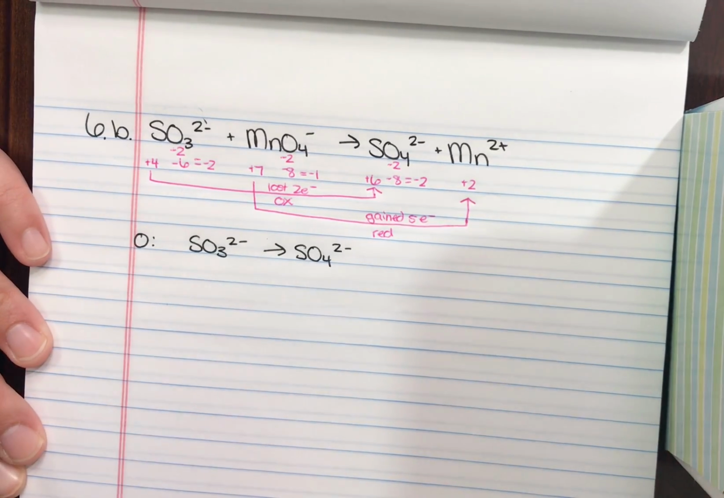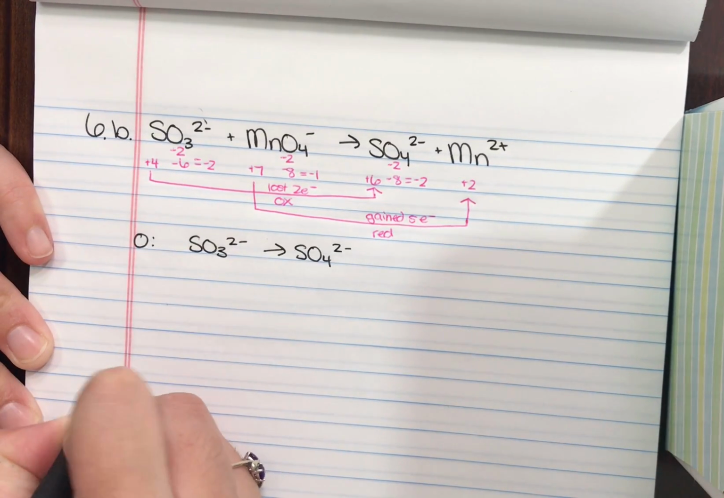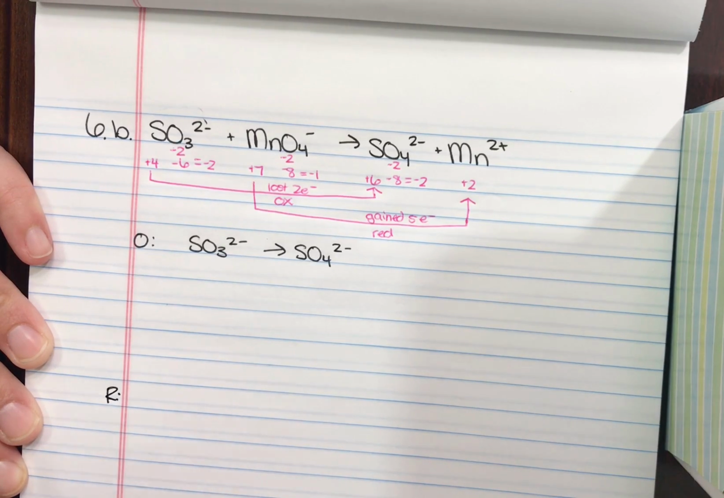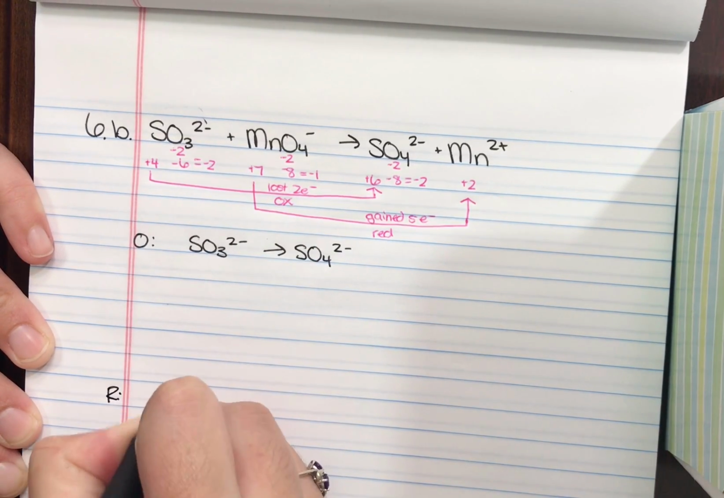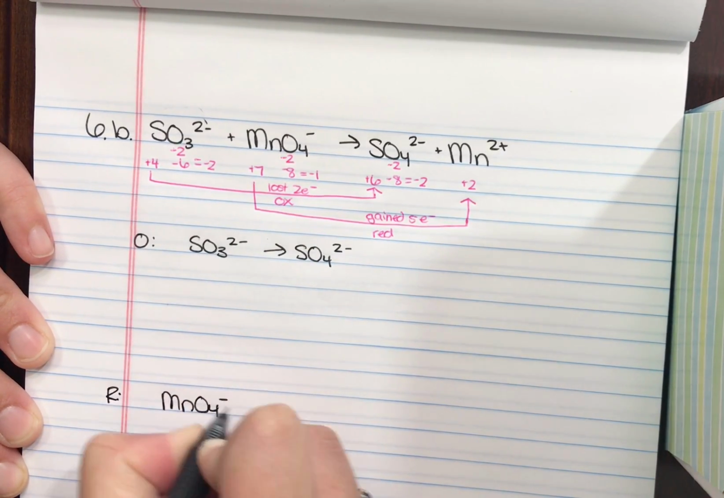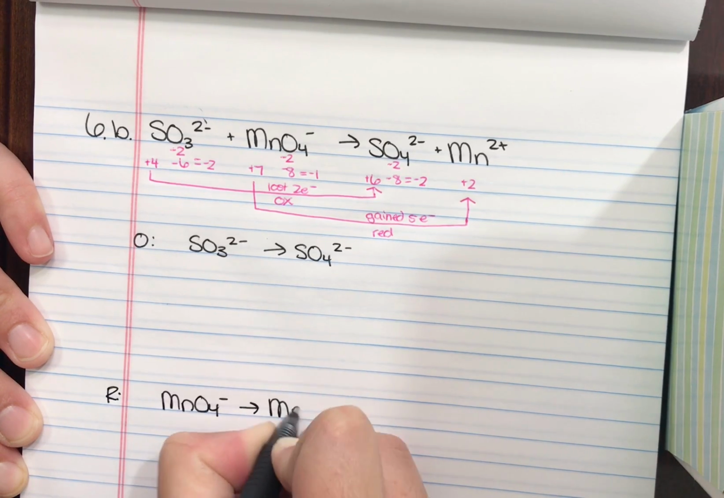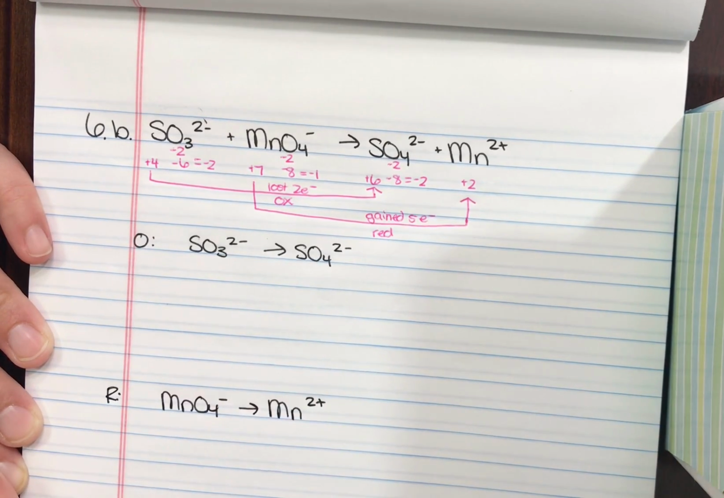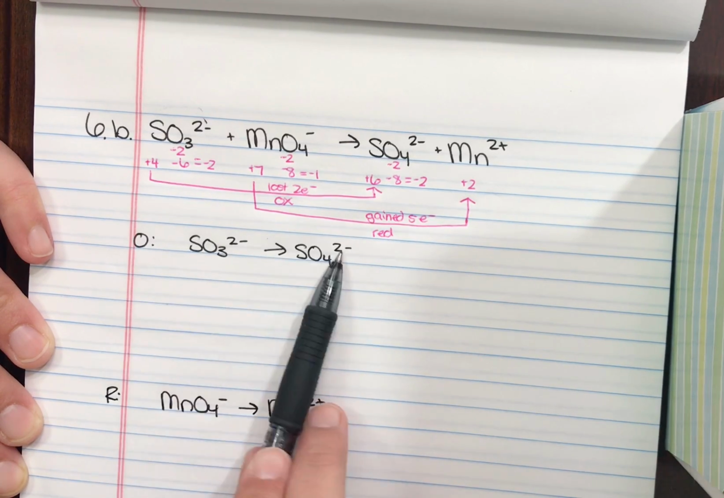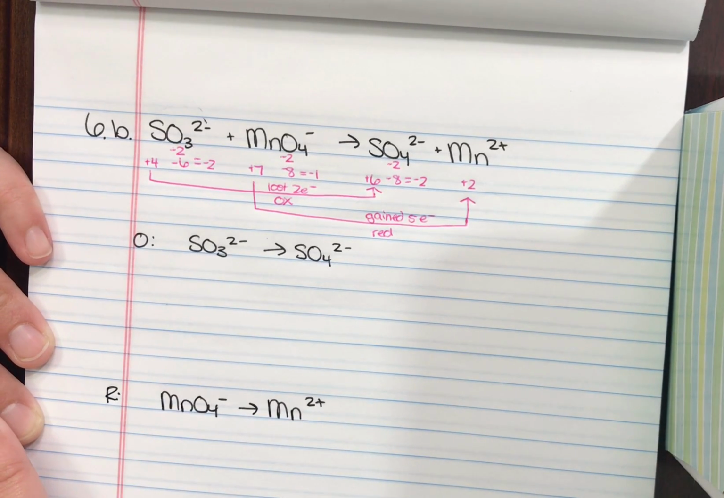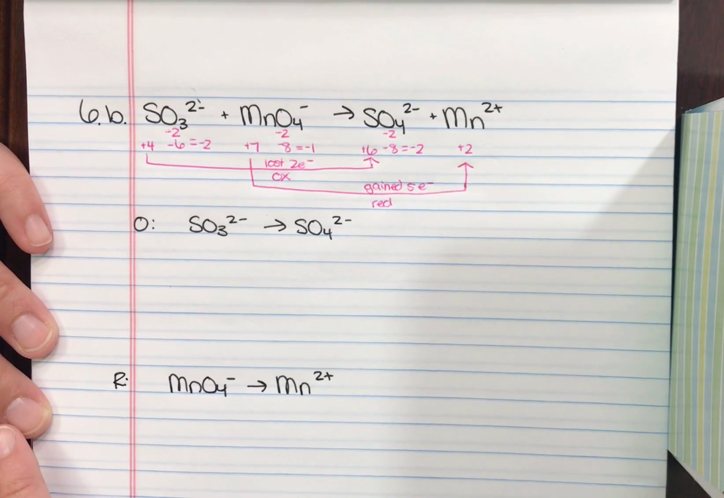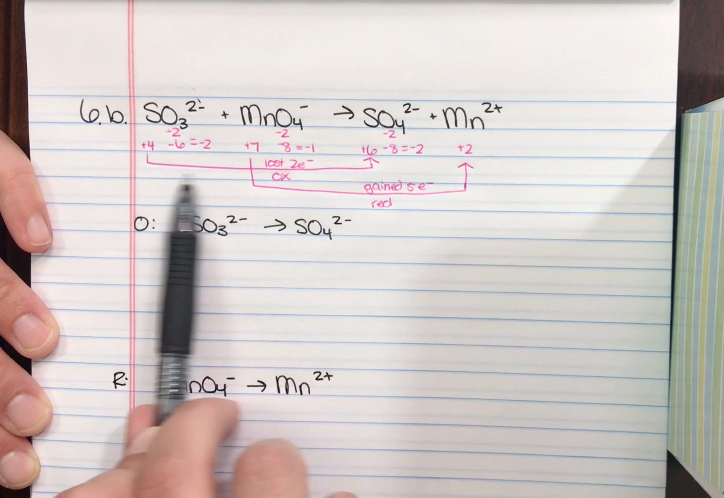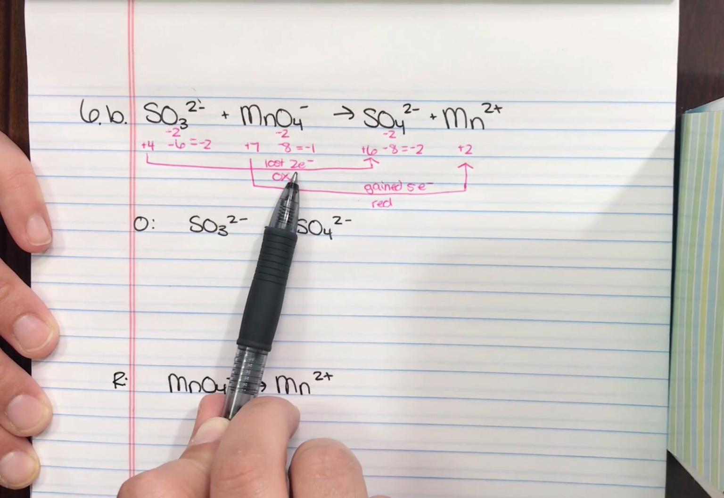Our reduction reaction, so I'm going to write that a little bit farther down here. So our reduction reaction is going to be our manganese. So our MnO4- yields Mn2+. Okay, so that is what has happened. I have written my 2 half reactions. I did not include electrons here. I could. So what I could do is I know that in this sulfur, 2 electrons were lost.